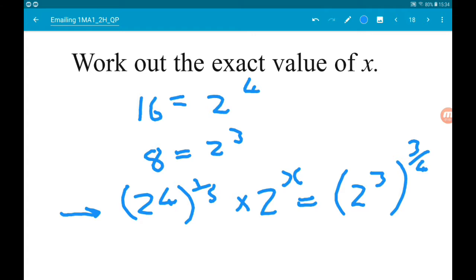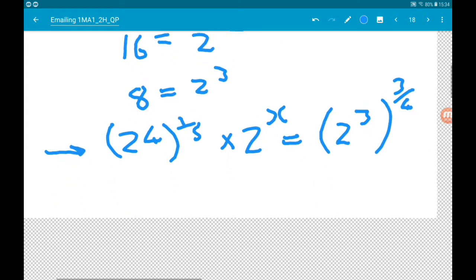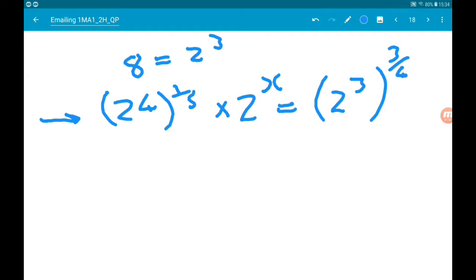Okay, now if we simplify the indices, when indices are on opposite sides of a bracket, they multiply together. So 2 to the power 4 to the power of a fifth is 2 to the 4 fifths. And 2 to the power 3 to the 3 quarters is 2 to the power 9 over 4.